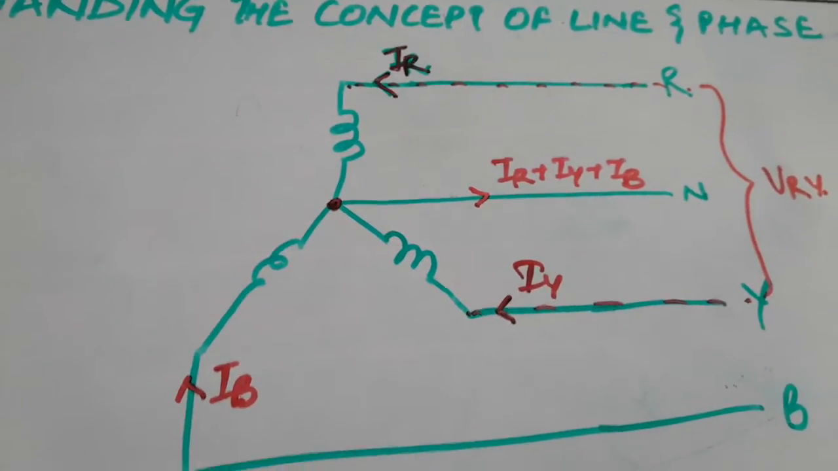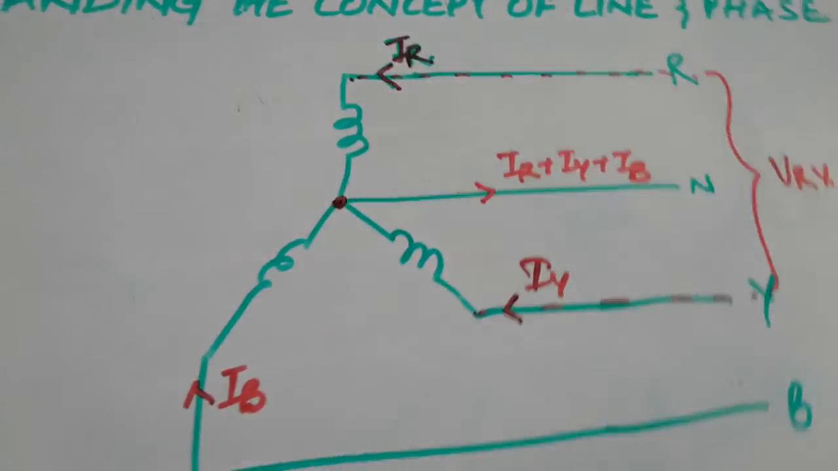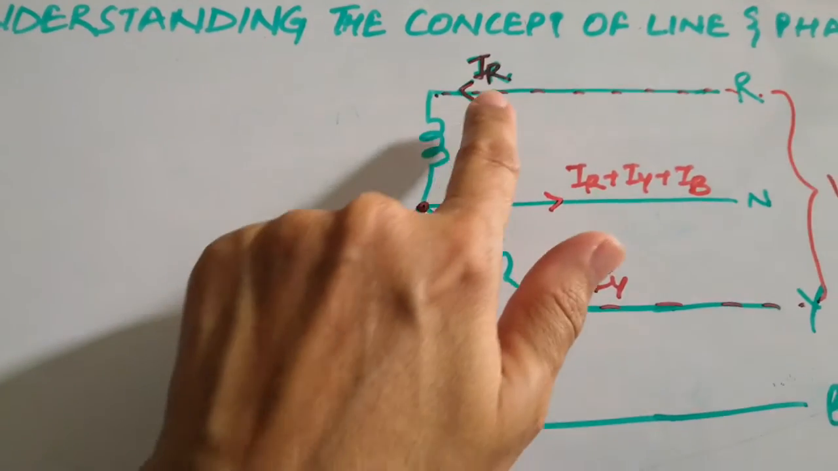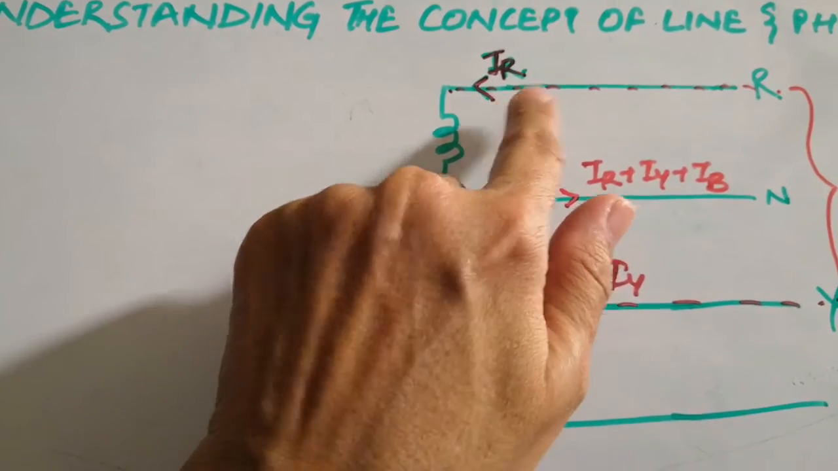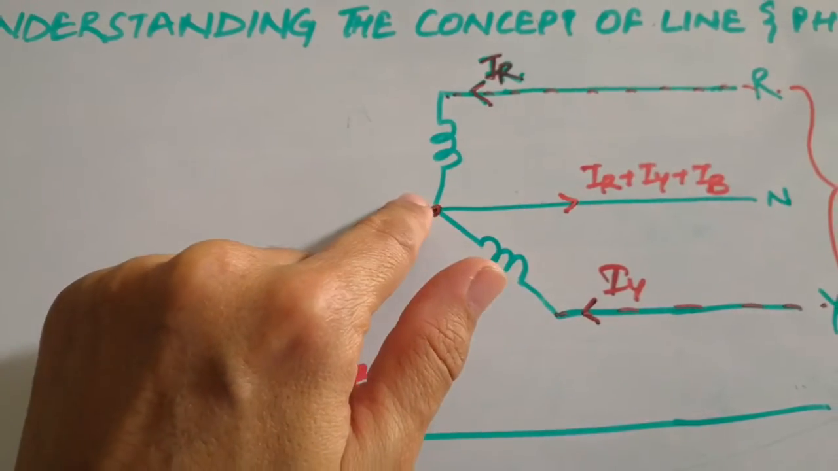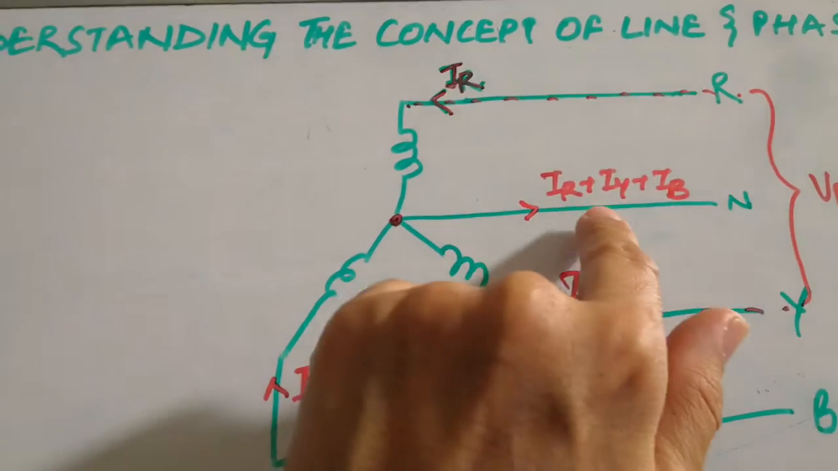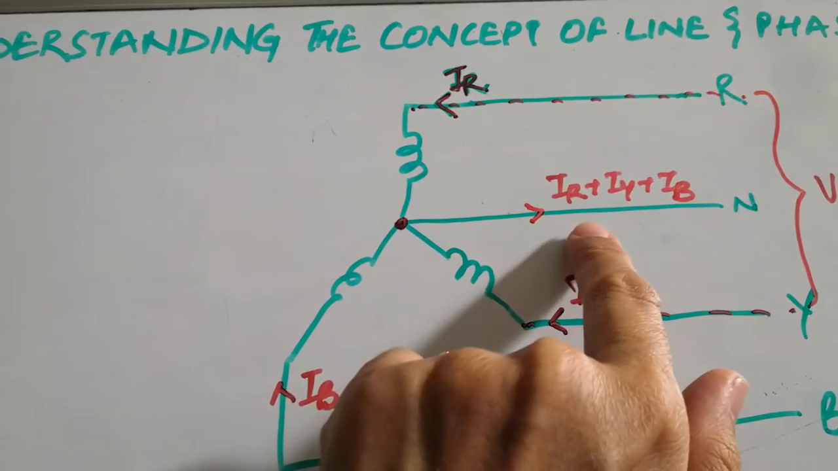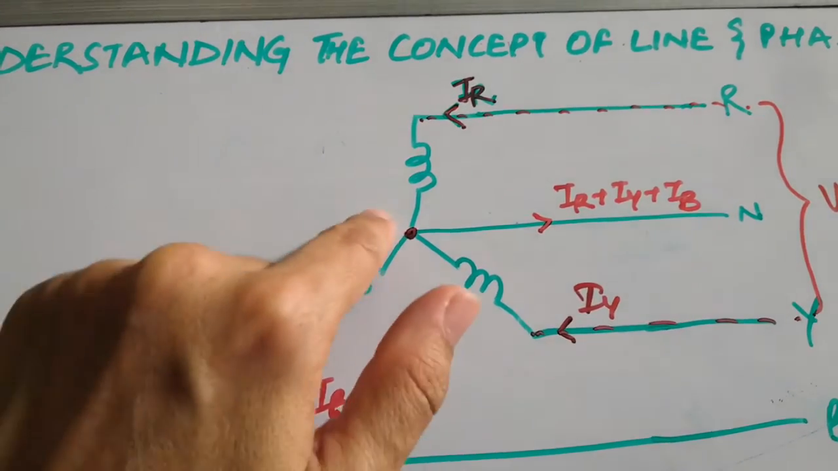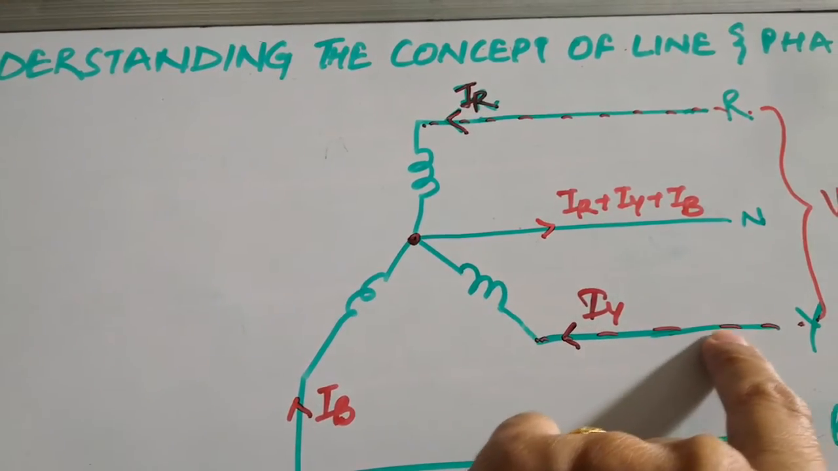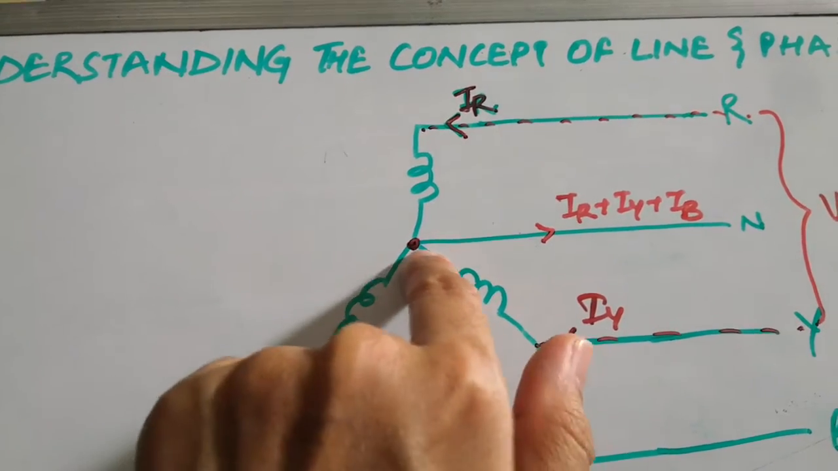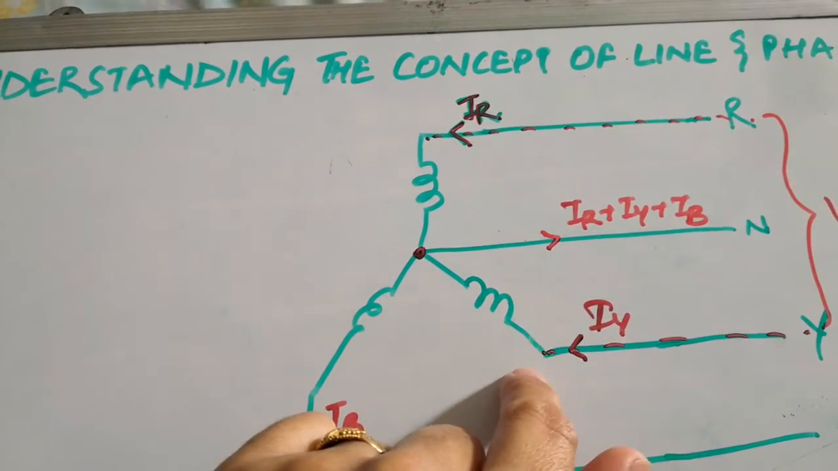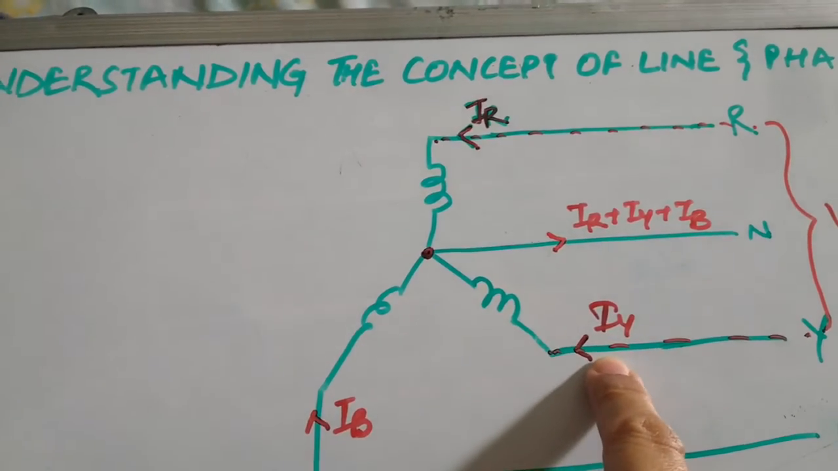There is a quick way to remember that in a star system your IL is always equal to I phase. How? This is my line current coming. IR will come here in this R phase and it will go to the neutral. Similarly, IY will come here and will go to the neutral. Similarly, this IB will come and go to the neutral. So that means whatever was coming on the line is going to the neutral point. So the current in this phase with respect to neutral is only the line current.